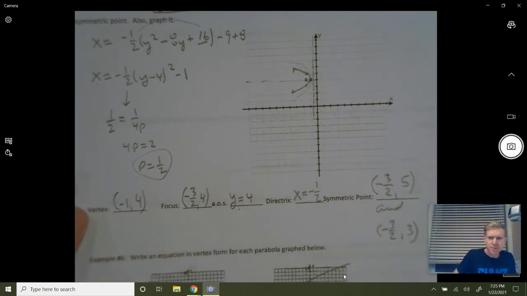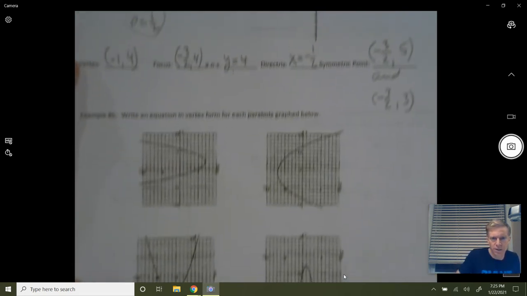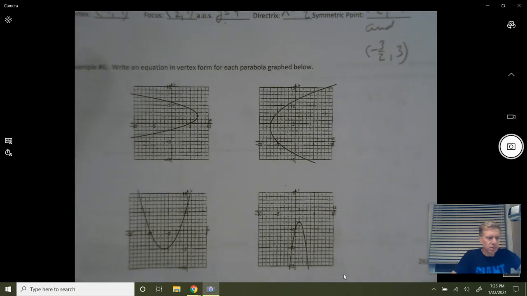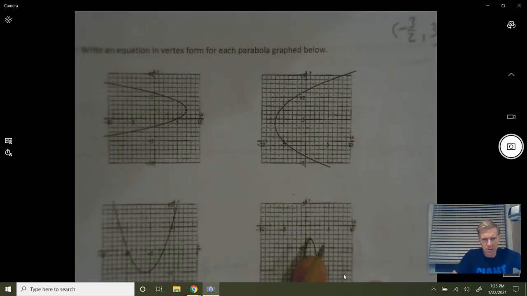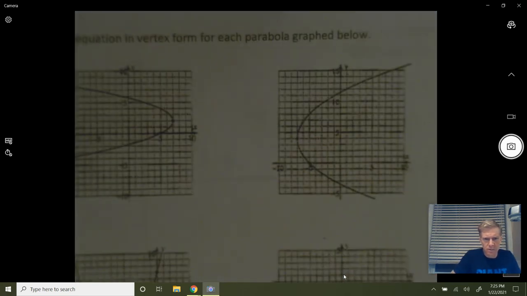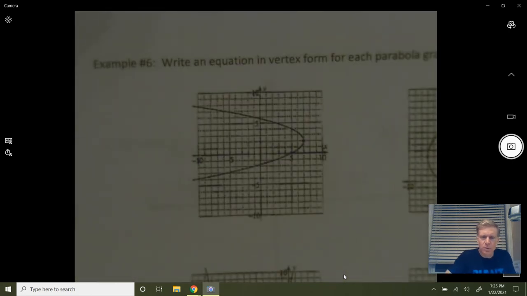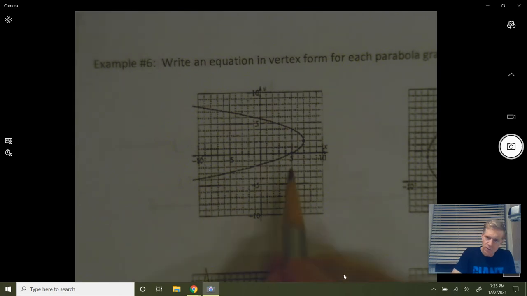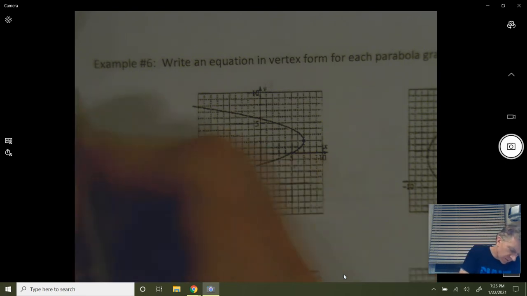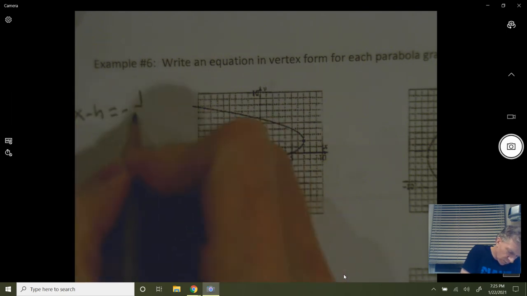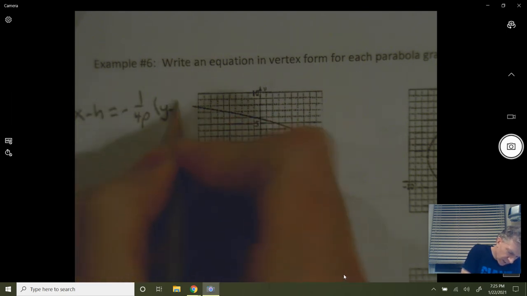Now let's just look at a couple of these down here. These are a little bit tricky. I'm going to make them just a little bit bigger so we can see a little better. Basically what we're doing is finding the general equation of a parabola that opens left. If it opens left, it's in the form of x equals y squared, and your 1 over 4p is going to have a negative in front of it. So x minus h equals negative 1 over 4p times y minus k squared.